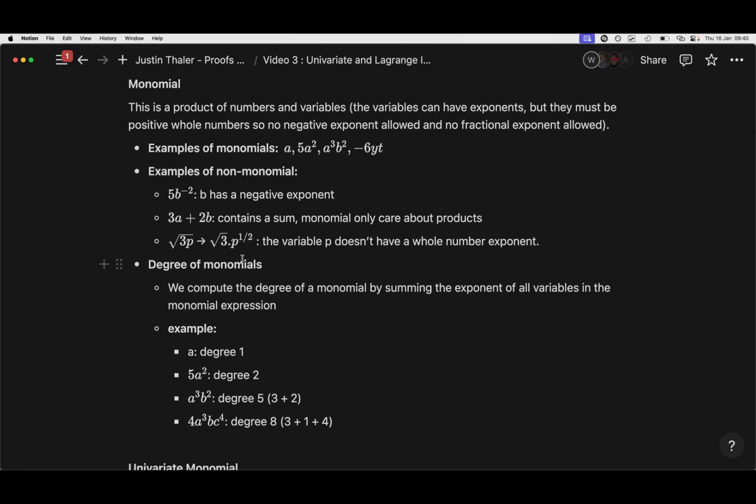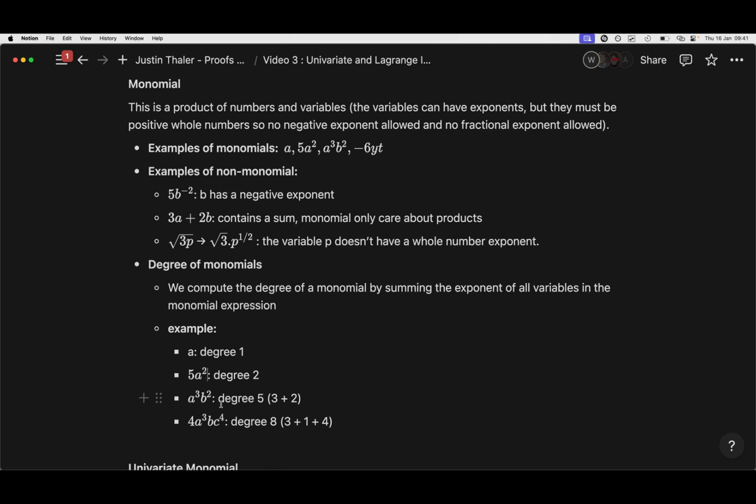So the question now is how do you compute the degree of a monomial? The degree of a monomial is the sum of all the exponents. For a, the degree is 1, because this is technically a to the power of 1. Then 5a squared has only one exponent, which is 2, so the degree is 2. Then a cubed b squared: 3 and 2, so the degree is 5. Then 4a cubed b c to the power of 4: that's 3 plus 1 plus 4. Does that make sense?